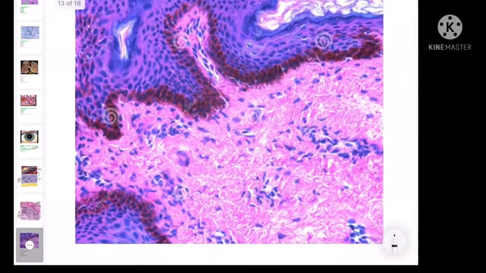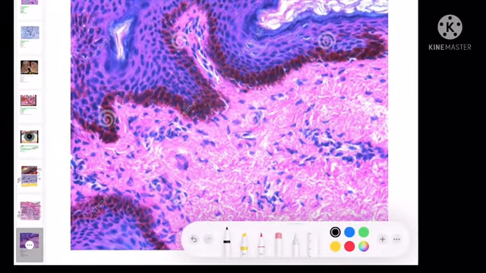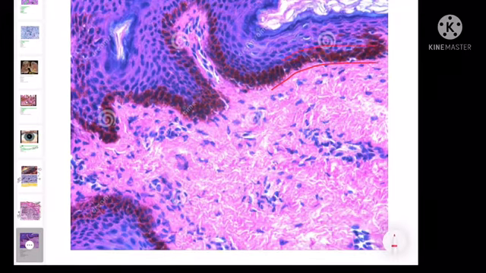In this image, if you want to look, you can see the stratum basale, stratum spinosum, granulosum, and stratum corneum. Stratum corneum is only the fibers, then granulosum, spinosum, and basale. And this is the dermis. All these layers are the epidermis.